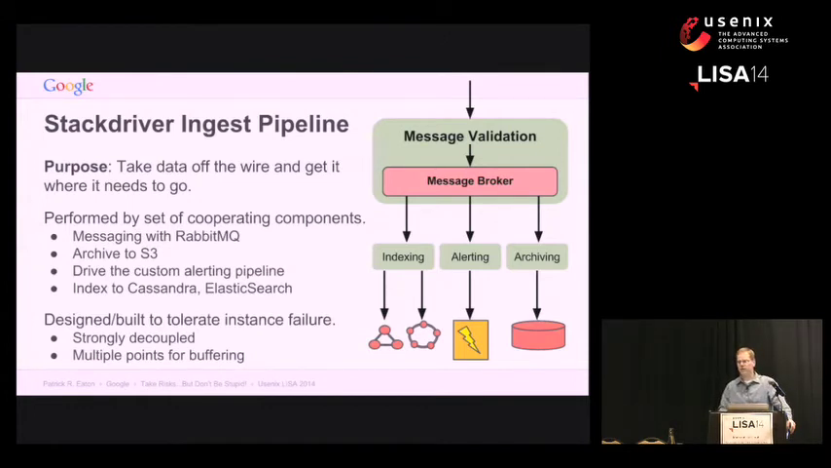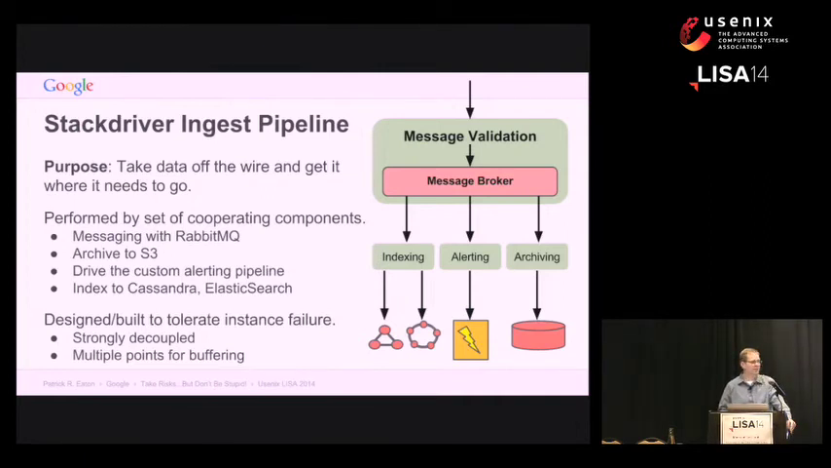And then there's a number of consumers that are pulling some subset of messages off of that broker. The archive is pulling all of the messages off and storing them in S3. This is our gold copy of the data. The alerting component is pulling off a subset of measurements that need to be referred to in order to compute alerts and pushing those through the alerting pipeline. And then there's the indexing piece, which is pulling off certain messages and getting them to Cassandra or Elasticsearch as is appropriate.